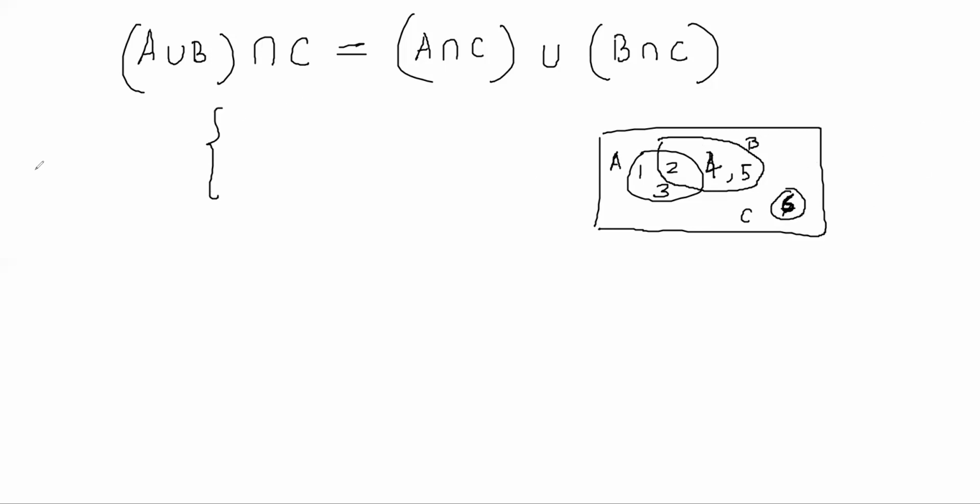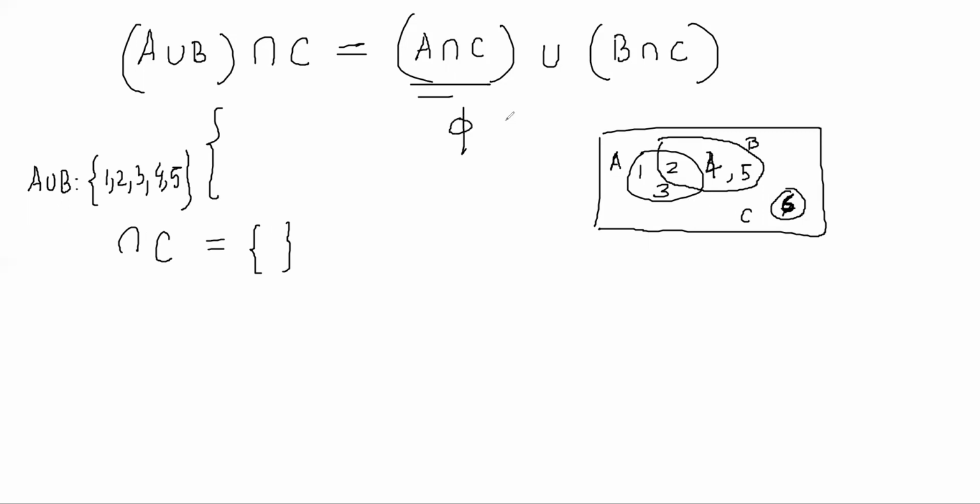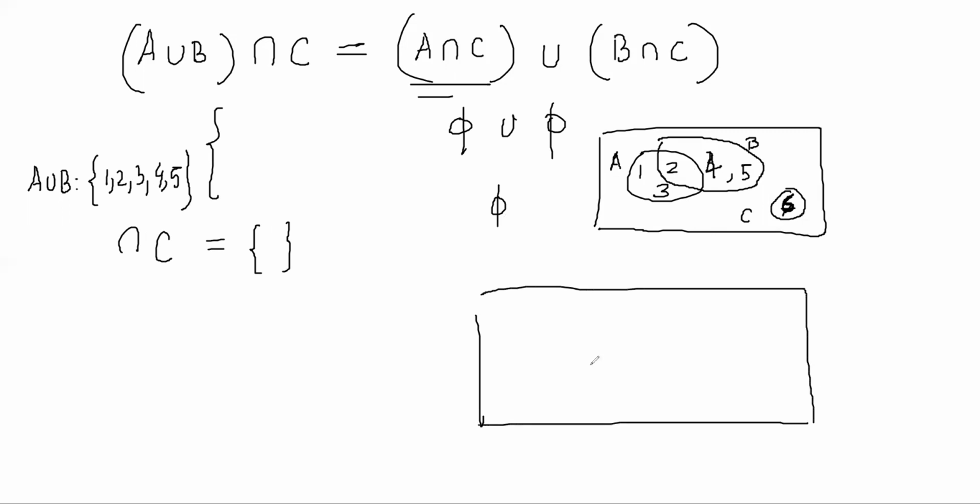So let's do A union B. A union B is 1, 2, 3, 4, 5. And intersection with C is nothing, the null set, right? So now let's do A intersection C. A intersection C is also the null set. Union B intersection C is nothing. This was a very easy example, so it became nothing. But if all three were intersecting, it would also work out, is the point.